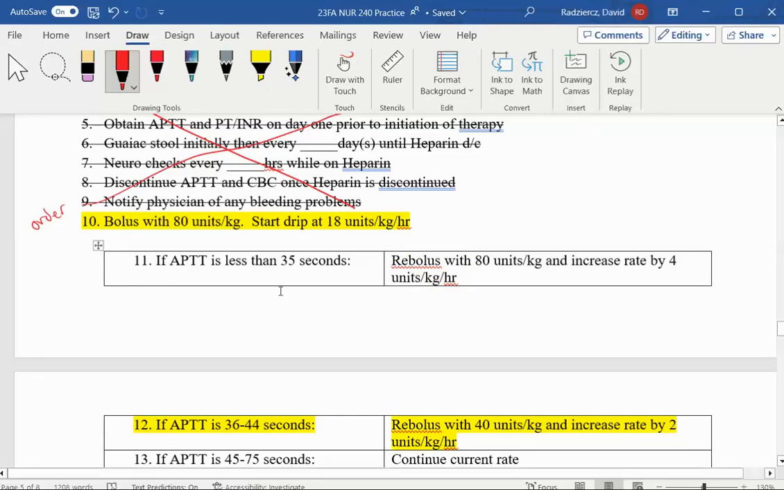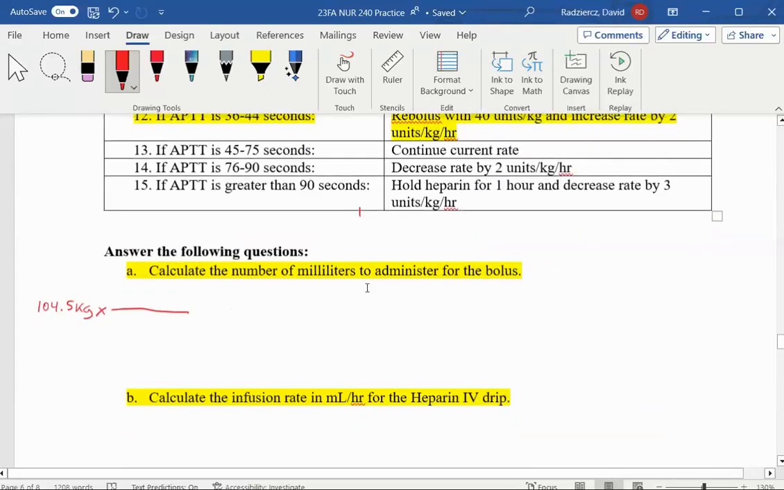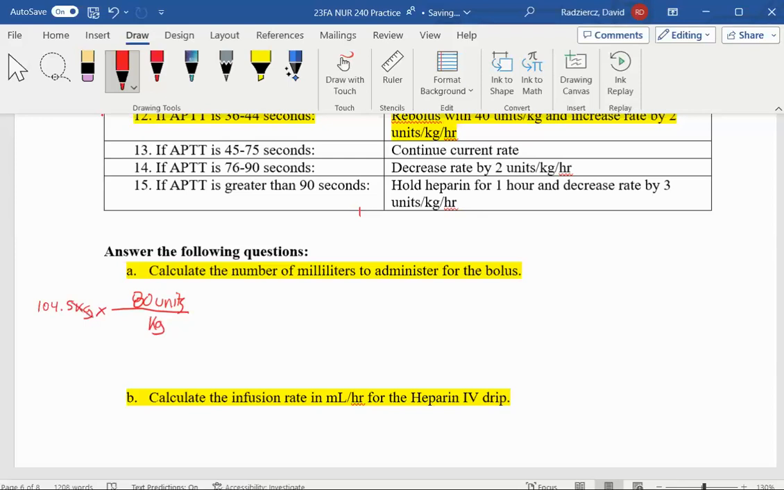Okay. So what we're going to do is take the patient's weight, 104.5, and just multiply by the order, which is 80 units per kilogram. 80 times 104.5 will give me 8,360 units.